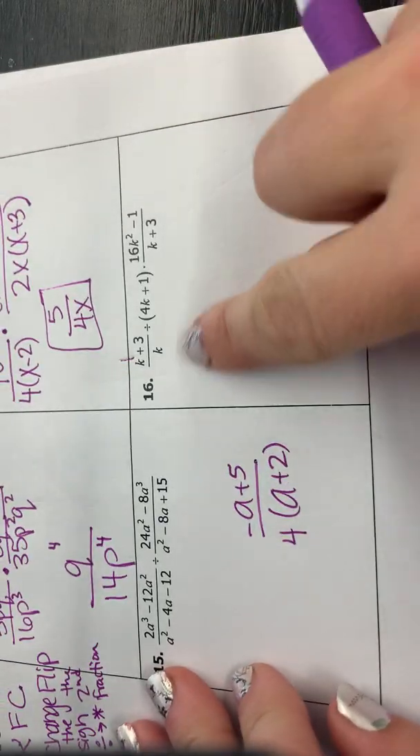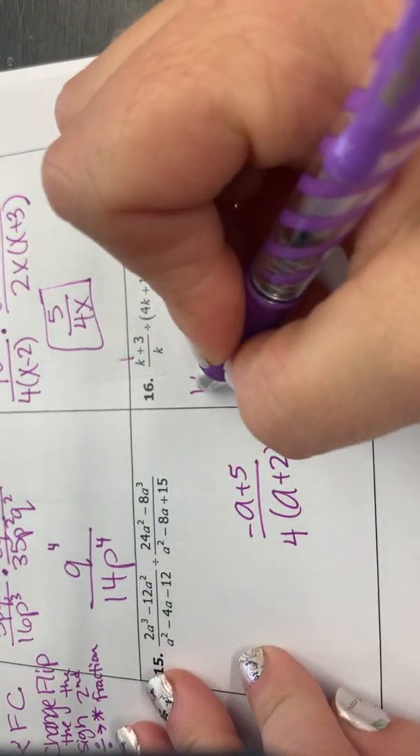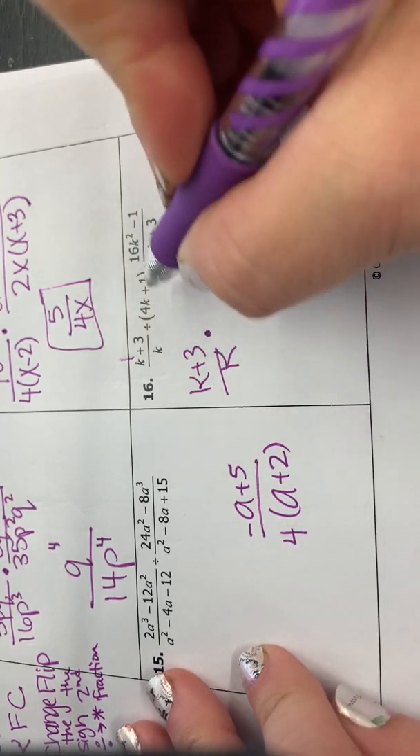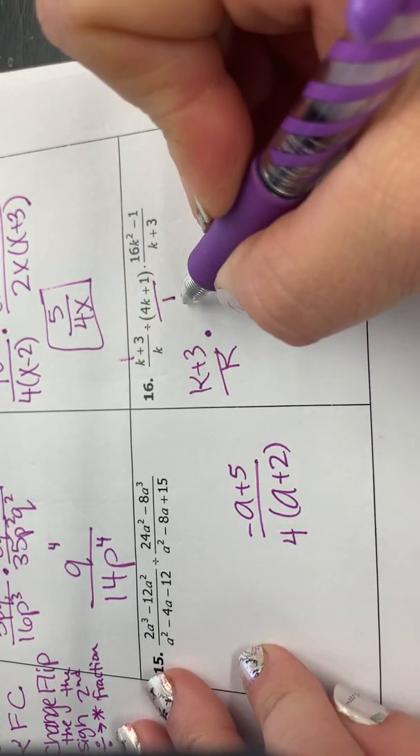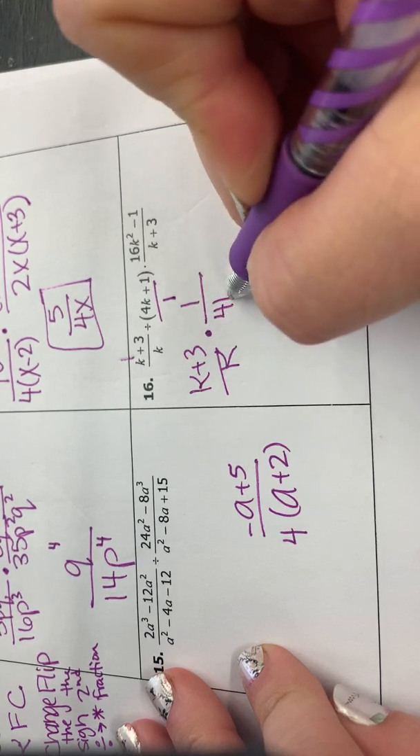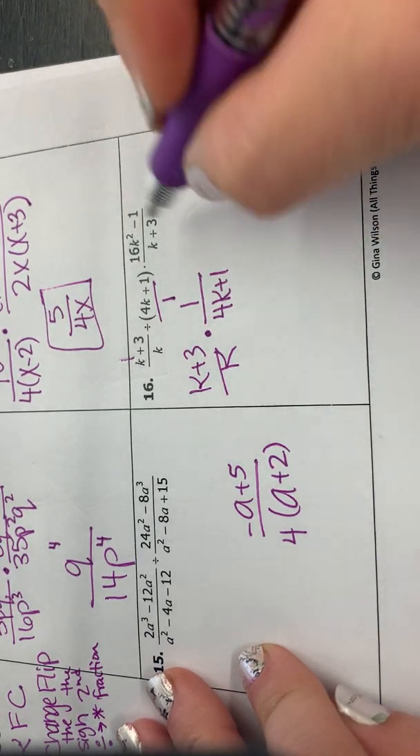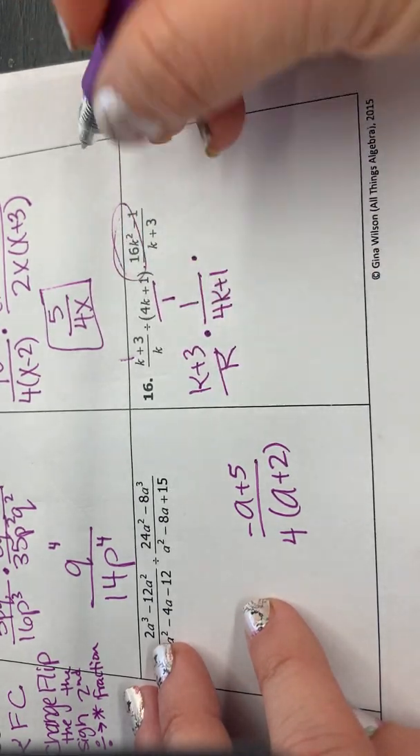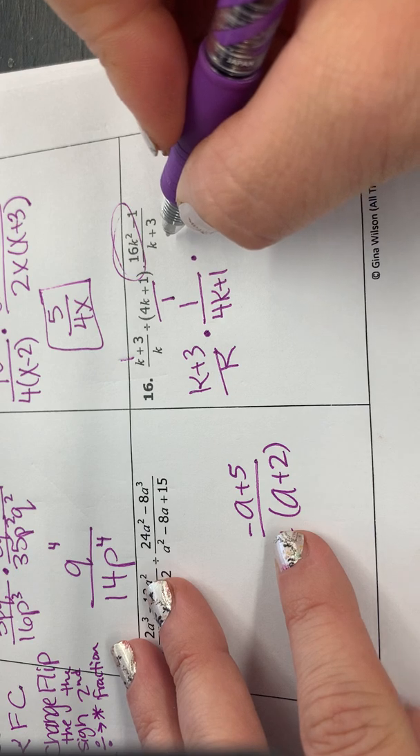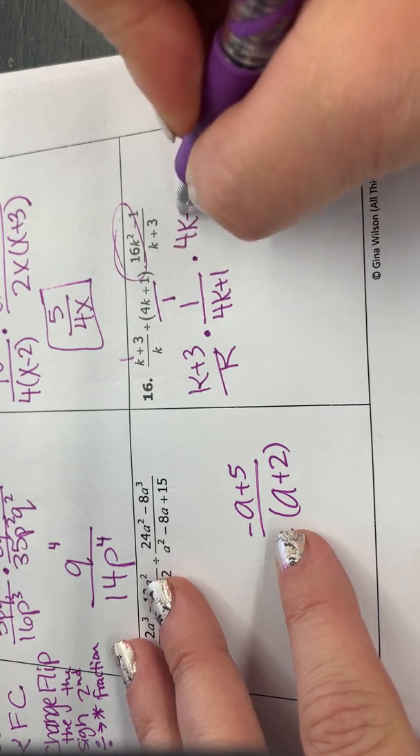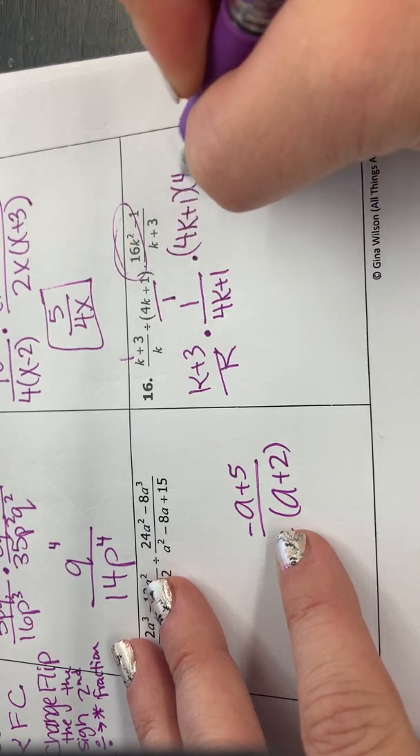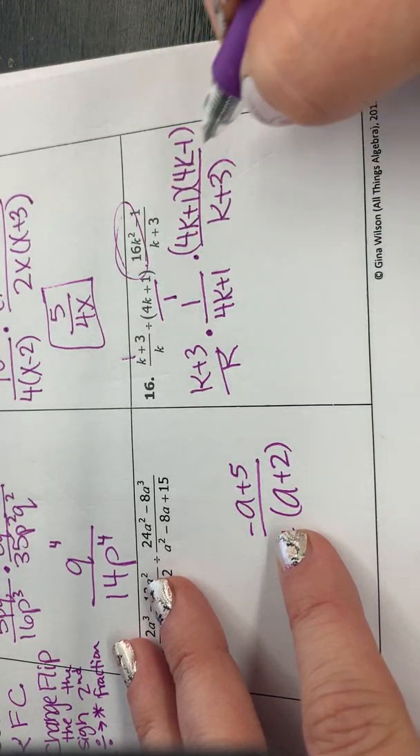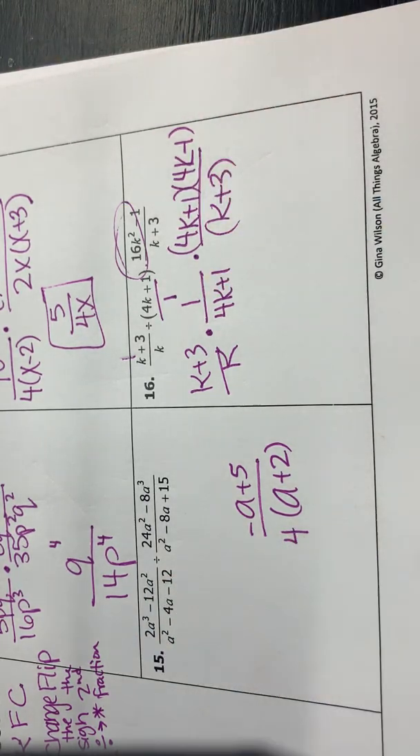All right, on 16, here's your dividing part. So I'm going to keep, change, flip. Now guys, it's not a fraction. We can make it a fraction, and then when you flip that, that's what it would look like. Since none of that needs to be factored, I'm going to factor that. That is a difference of squares. Okay, 4k plus 1, 4k minus 1, k plus 3. Oops. It'll be all right. I know it's not in parentheses, but it's fine.